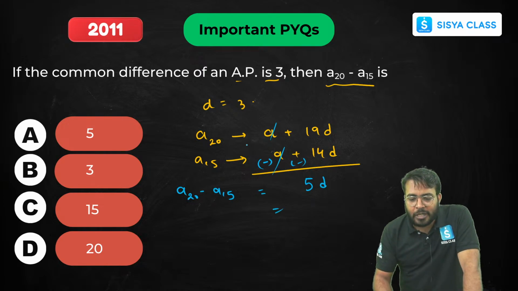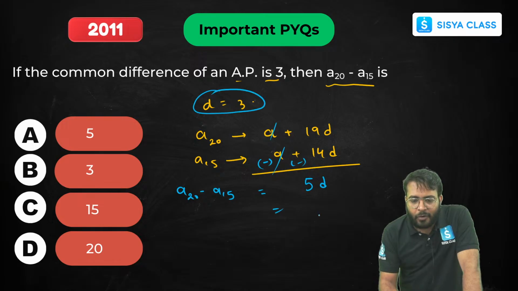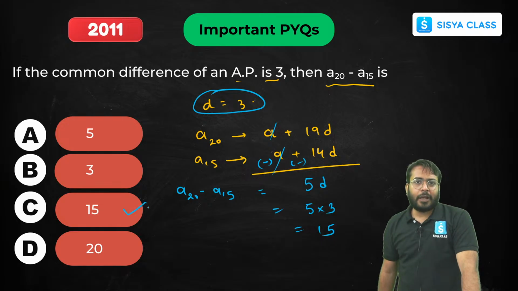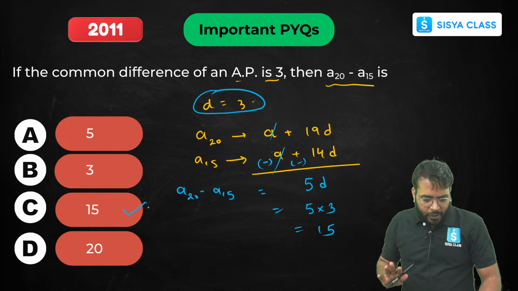और मुझे पता है कि common difference they have given already. What is your D value? D value is nothing but 3, and that's why your answer is going to be 15. Yes or no? Your answer is going to be 15. Understood my point everyone?